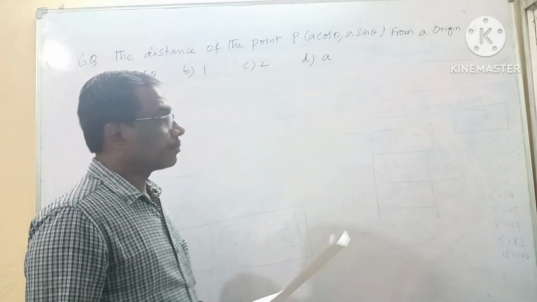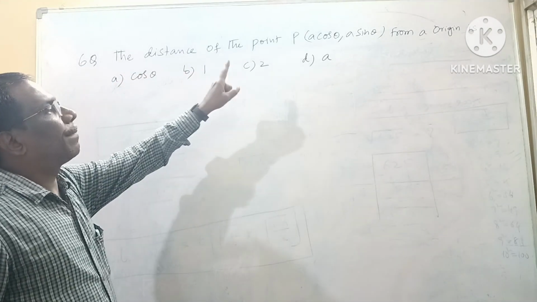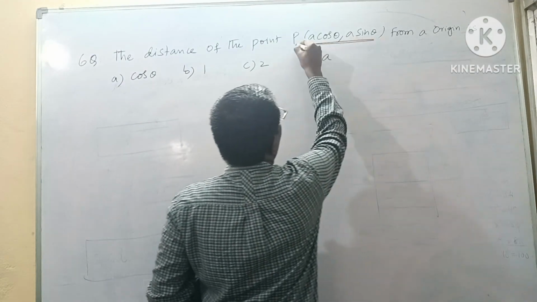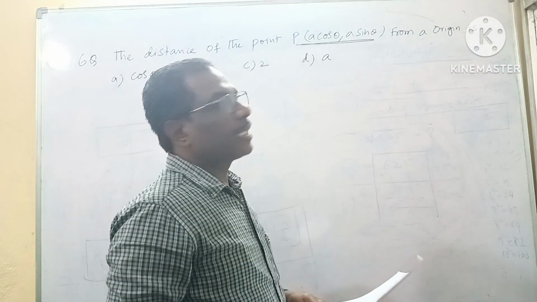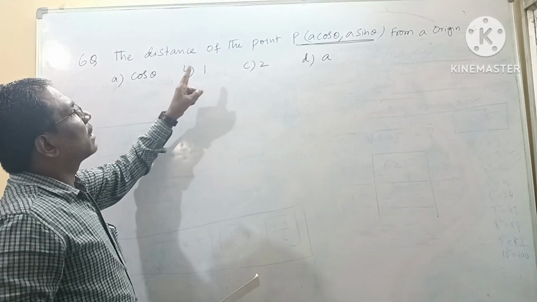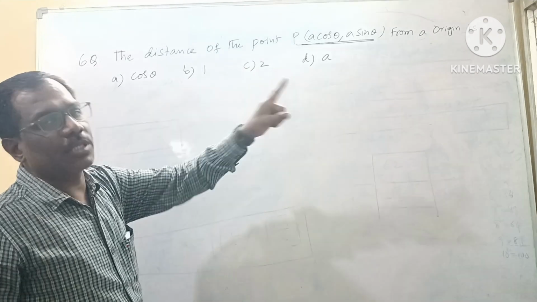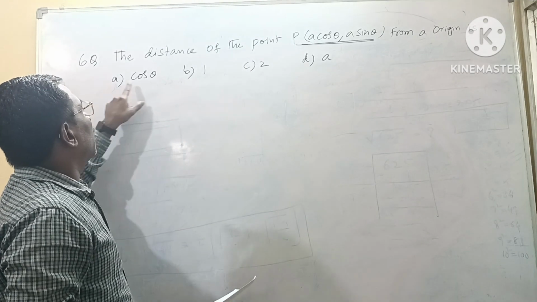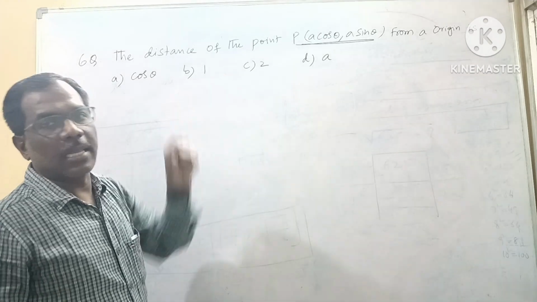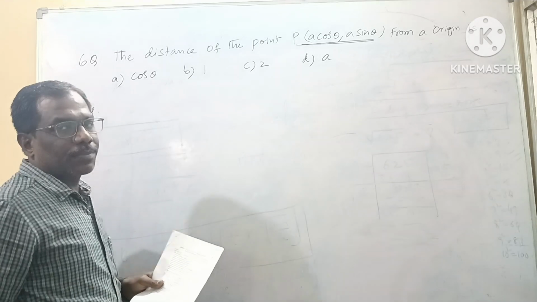Section A, it is the sixth question. The distance of the point P (A cos theta, A sin theta) from origin is: option A, cos theta; option B, 1; option C, 2; option D, 8. So let us solve this problem.